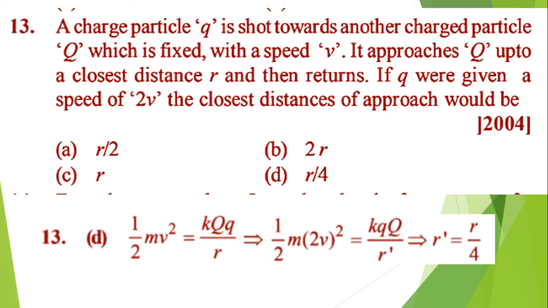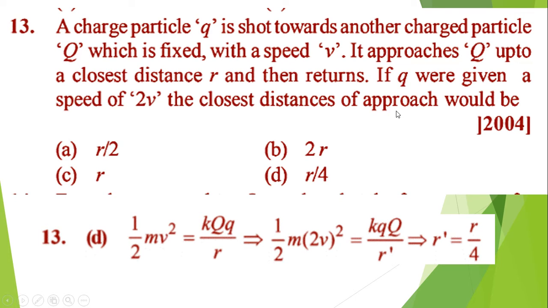That means when small charge q nears capital charge Q, the kinetic energy of the small charged particle is converted into the electrostatic potential energy of the charges. That means the conservation law of energy is applied. The kinetic energy of the small charged particle is converted into the electrostatic potential energy of the system of charges small q and capital Q. If q were given a speed twice v, the closest distance of approach would be?